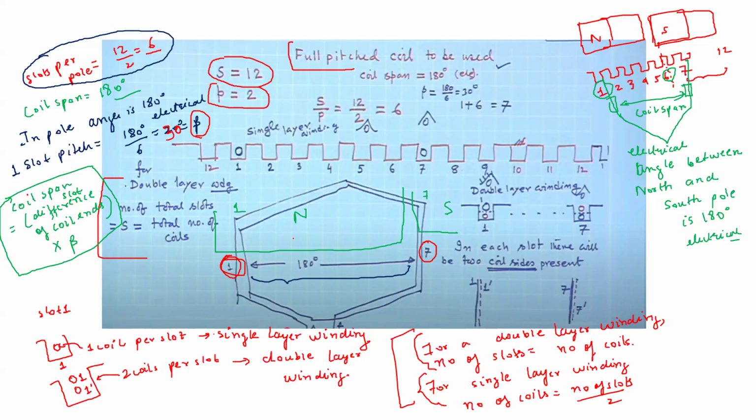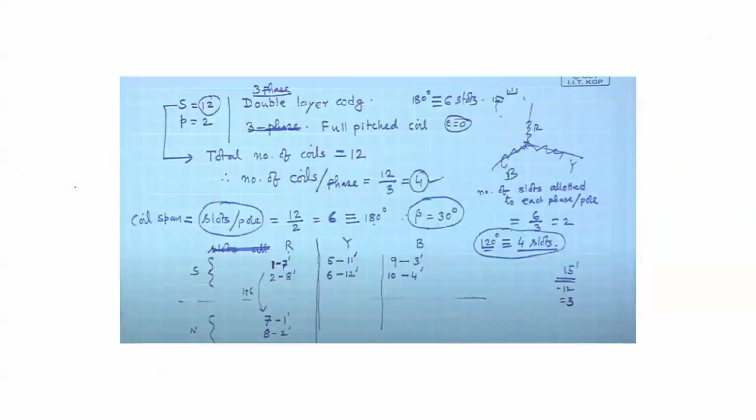Coming back to this example, the coil ends are placed in 1 and 7. You can see that 7 minus 1 is 6, and 6 into 30 gives you 180 degrees, which is the coil span. So this is the generalized way of finding the coil span. Now let us see each of the coils and what the coil groups are.